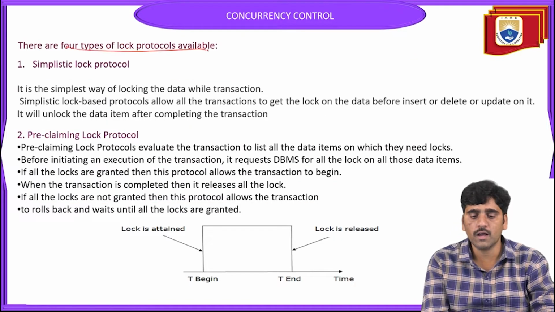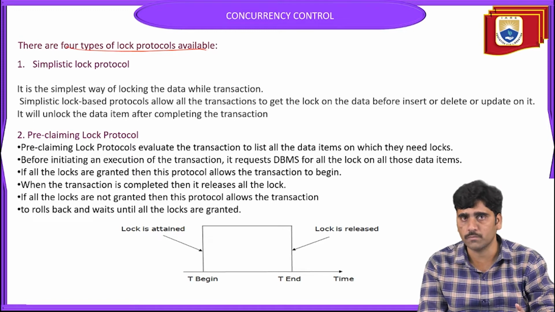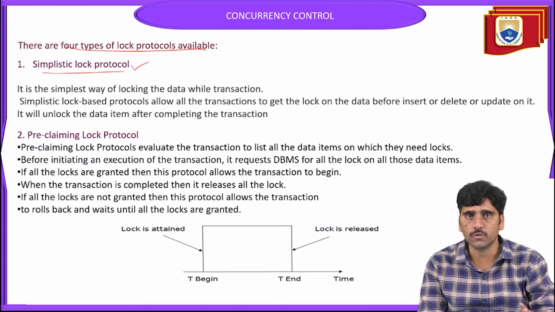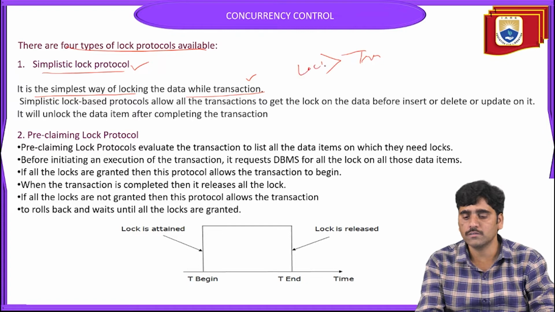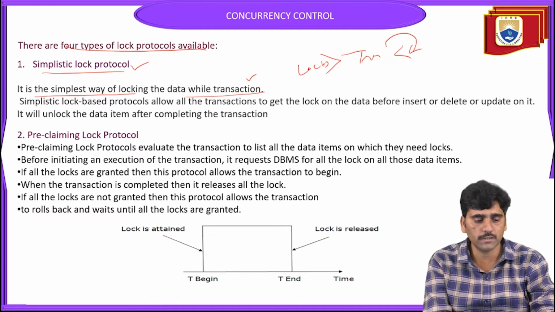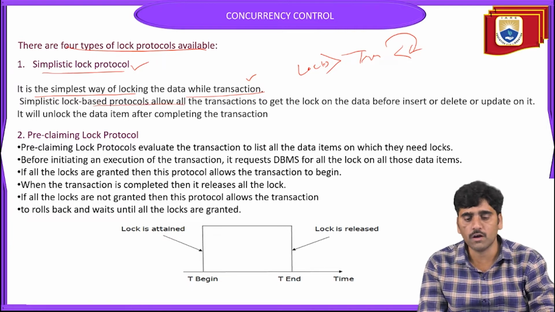So here we have different types of lock protocols available. The first one is what? Simplistic lock protocol. It is the simplest way of locking the data during a transaction. That means the transaction holds the lock. Before initiating the transaction, it acquires the lock. After finishing the transaction, it releases the lock. So that is the simplistic lock protocol.